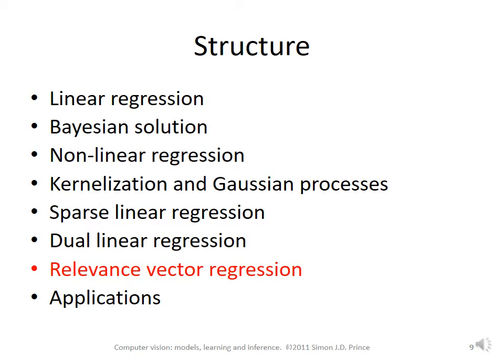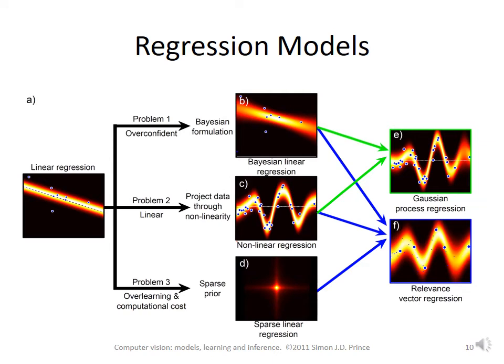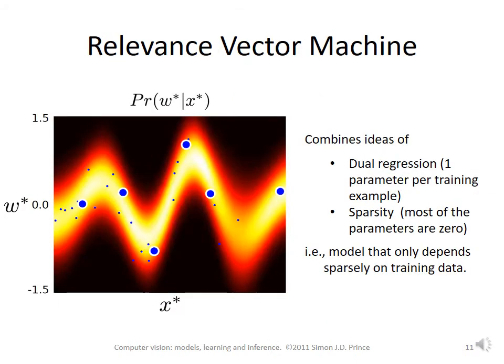Now, we're almost ready to do relevance vector regression. We have all of the ingredients, and so this is actually going to be quite simple. We're going to choose a nonlinear regressor. We're going to use the Bayesian formulation. We're going to have a sparse prior, and we're going to use our new dual representation. And here it is. We have done the nonlinear step. That was easy. We've done the Bayesian formulation.